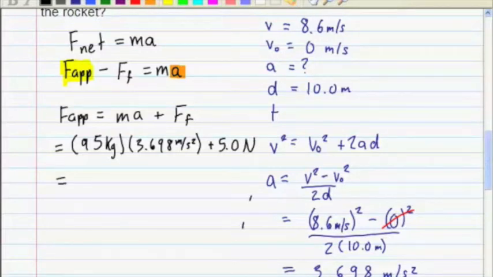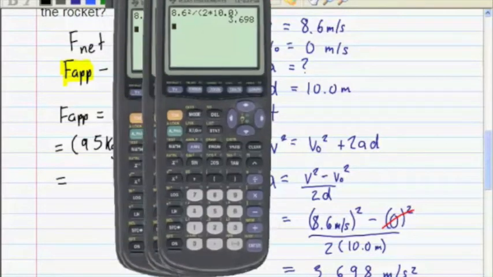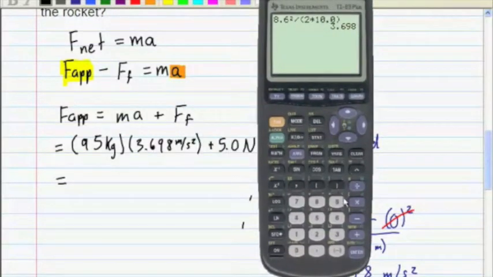Okay, now I just left that number in my calculator. My acceleration is still sitting there, which is kind of handy. So we're just going to do this all in one go. 95 times my previous answer. Now remember, as long as you remember your BEDMAS rules, you don't need to worry about any brackets or anything like that. And we get 356 newtons.